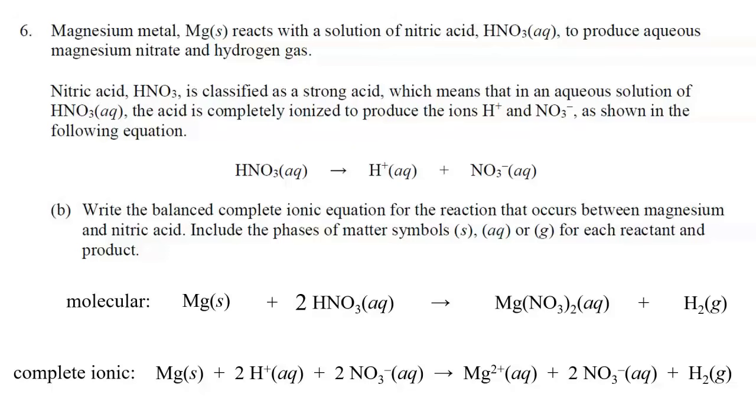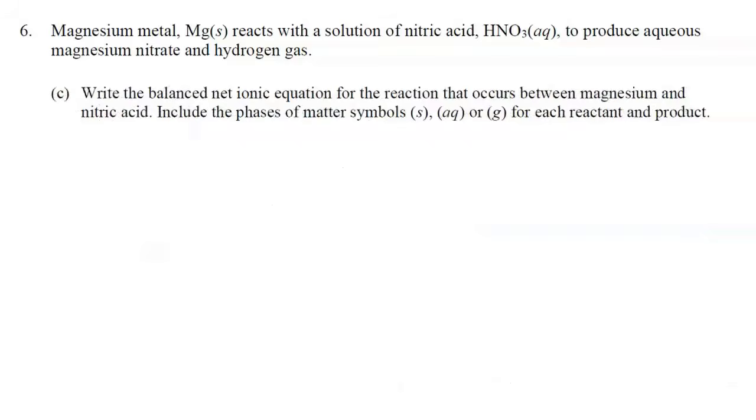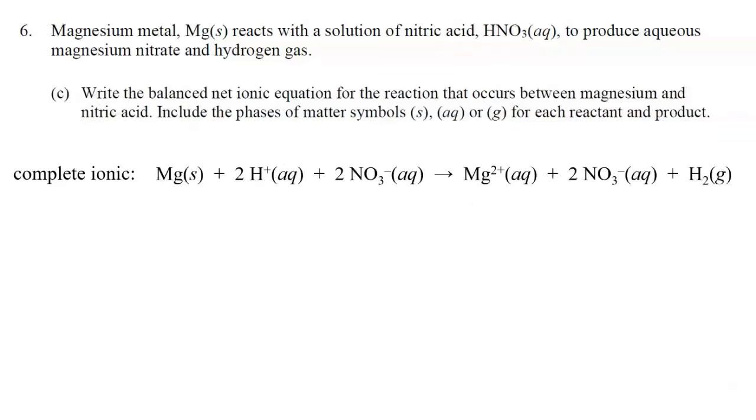So this complete ionic equation is now correctly balanced in terms of both atoms and charge. As we move from part B to part C, we're going to take our complete ionic equation and cross off the spectator ions on both sides. This will give us the net ionic equation.